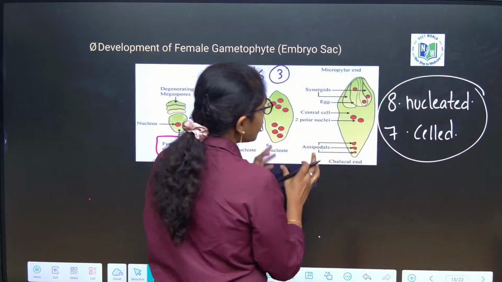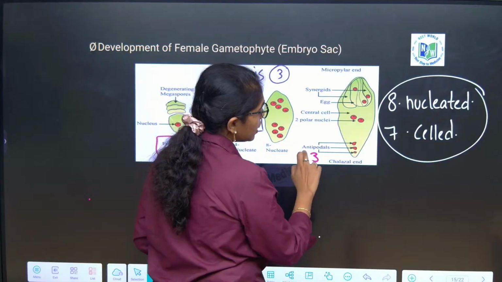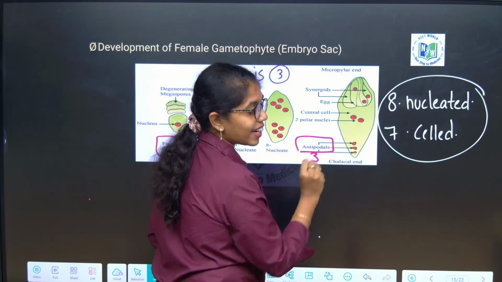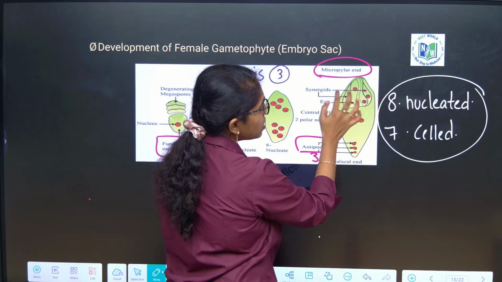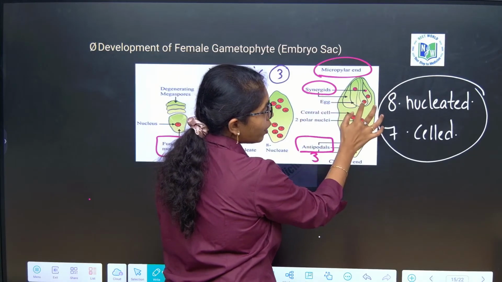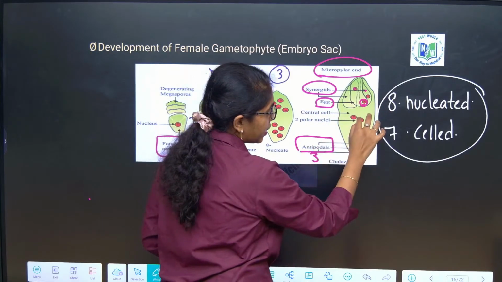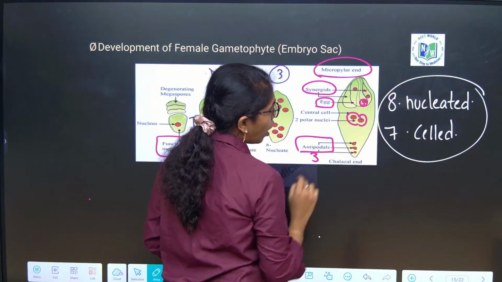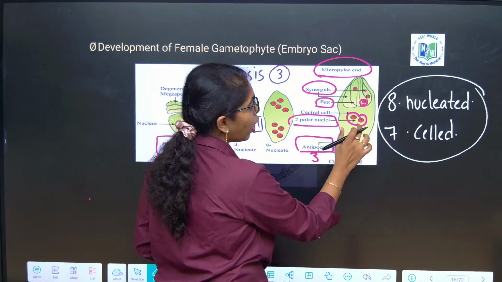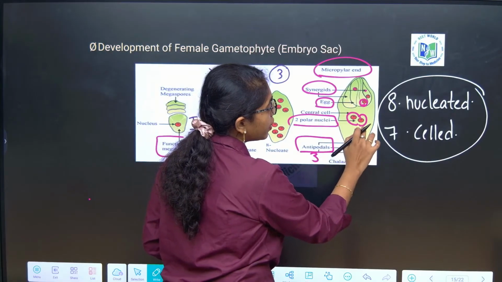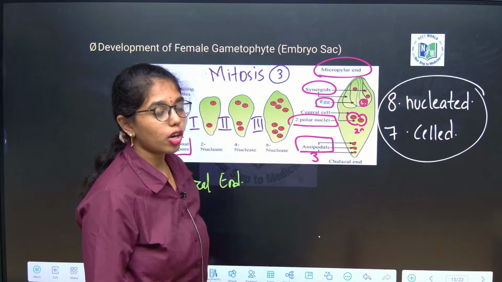In this, at the chalazial end 3 cells are present. These 3 cells are called antipodals, and at the micropylar end you can see 2 cells, which you call synergids, and 1 cell attached to it is the egg cell. At the center, 2 nuclei form the polar nuclei, or the central cell, which is diploid, whereas the other cells in the embryo sac are haploid.